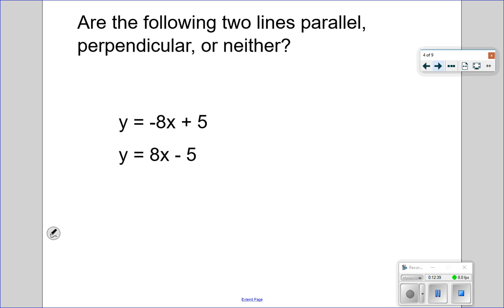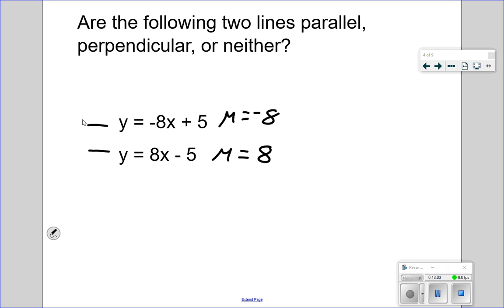The other thing we might have to do is just determine if lines are parallel or perpendicular or not. And to do that, we can just look at their slopes. It's in slope-intercept form. So we'll do a few examples like this. These are two separate lines. I don't need to graph them or anything like that. The slope of this first line is -8, and the slope of this second line is +8.